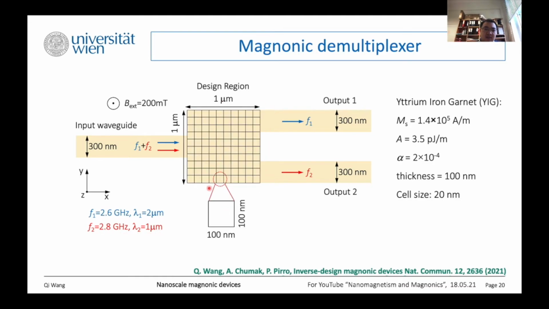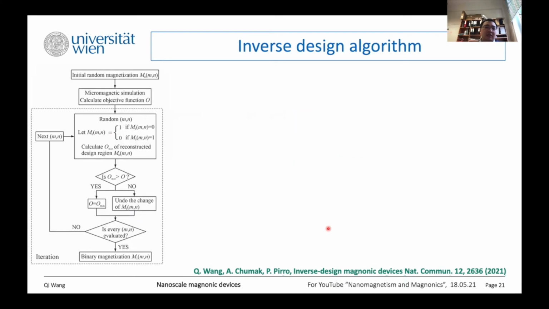Then we divided the design region into 100 subregions, so 10 times 10. We allowed the computer to randomly remove the YIG in the design region, and we asked the computer to give us this functionality: frequency 1 will be guided into the first output, and frequency 2 will be guided into the second output. Here is the algorithm of our inverse design. First, we initially remove a part of the YIG in the design region, and we send this structure into MuMax to do the micromagnetic simulation and calculate the objective function.